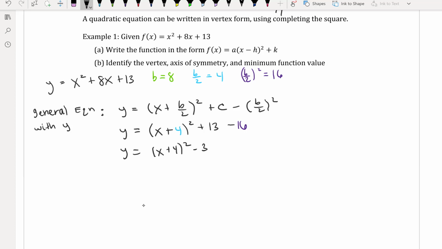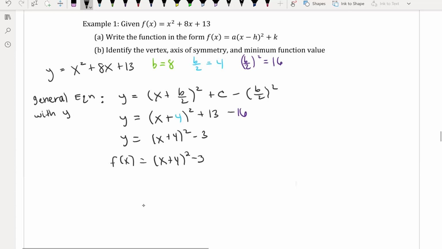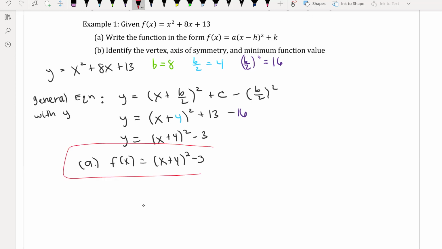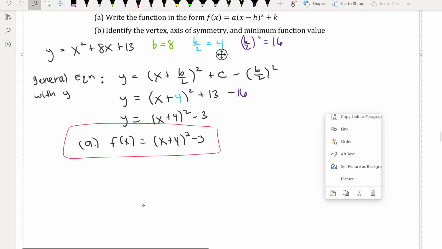And to make sure I rewrite it in function notation, I have that f of x is equal to my x plus 4 squared minus 3. So that is going to be my answer for part A. It is now rewritten in my vertex form.